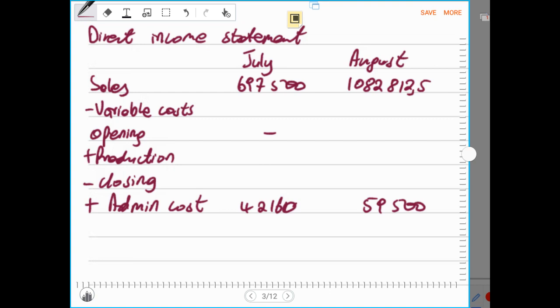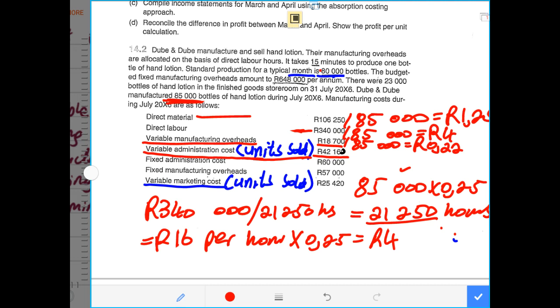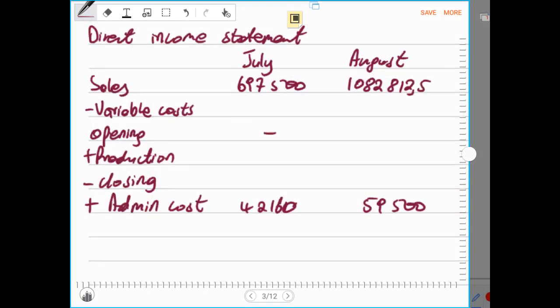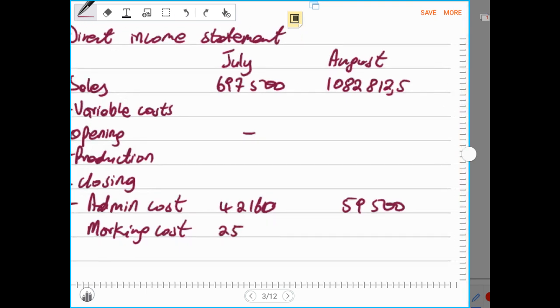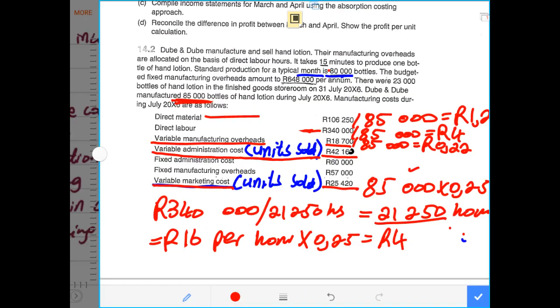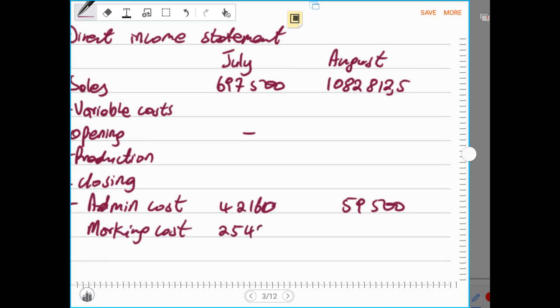So now we have to take into account another variable cost that varies with the number of units sold. Variable marketing cost 25,420. This is marketing cost. Just to confirm, it is 25,420, and remember this is based on the number of units sold.